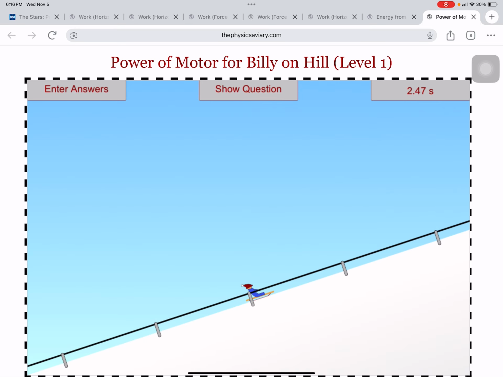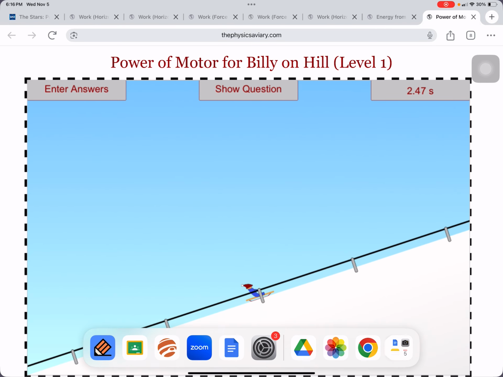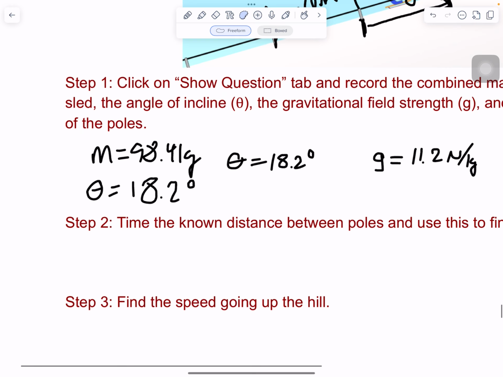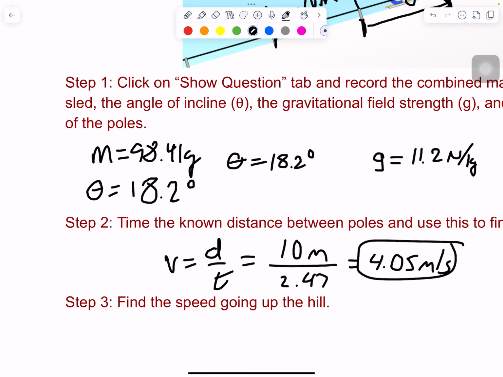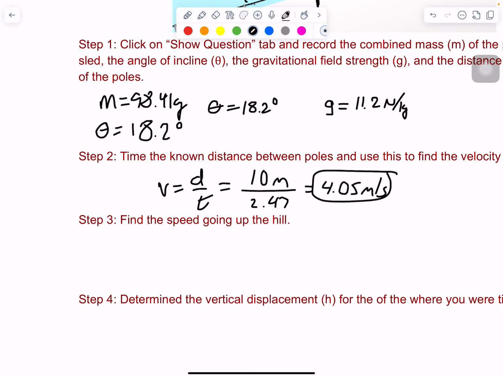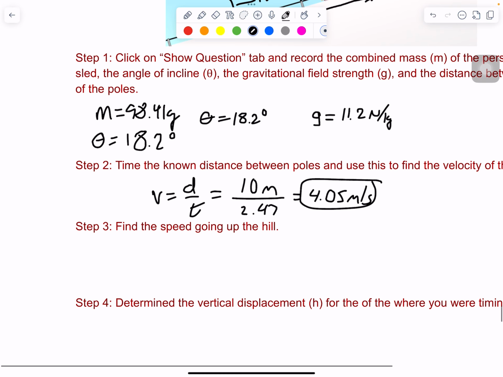So for my case, the time between poles is 2.47 seconds. So the velocity is distance over time, so 10 meters divided by whatever your time is. Mine's 2.47 seconds. So I'm getting a velocity of about 4.05 meters per second. Okay, I'm going to need that. This is the speed going up the hill.